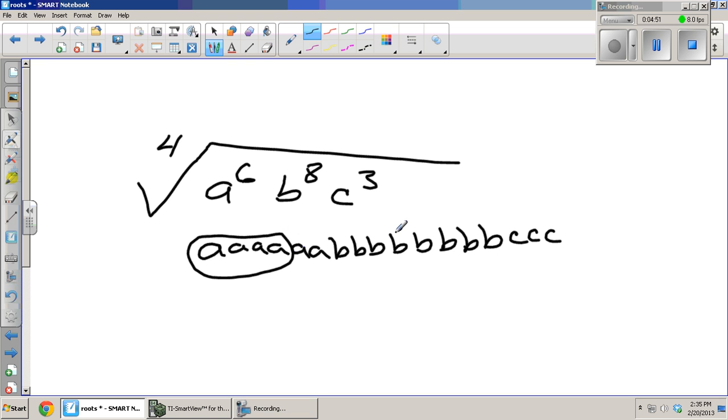1, 2, 3, 4 B's. Uh-oh, 4 more B's. Okay, and no groups of C's. 4 groups. I only have 3. So now what can I pull out?